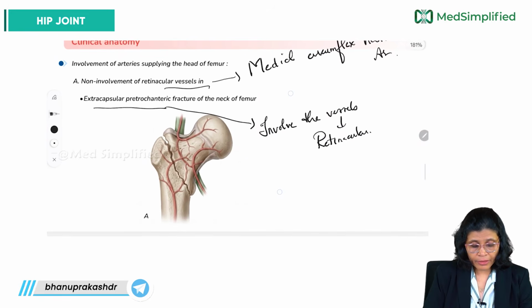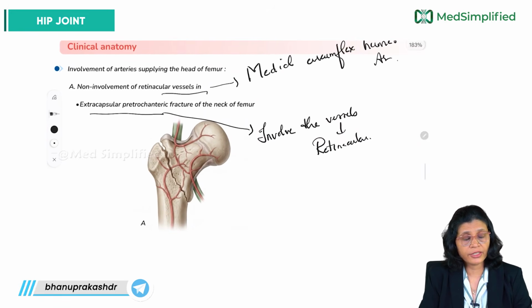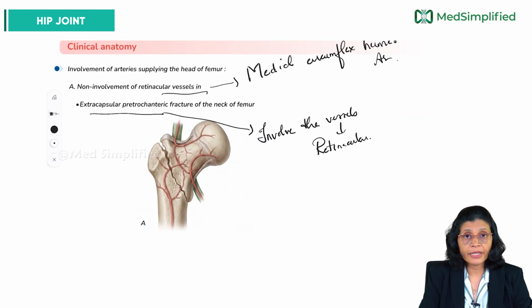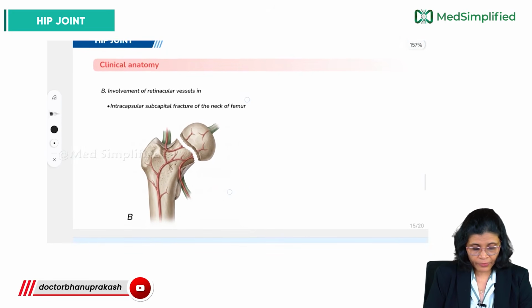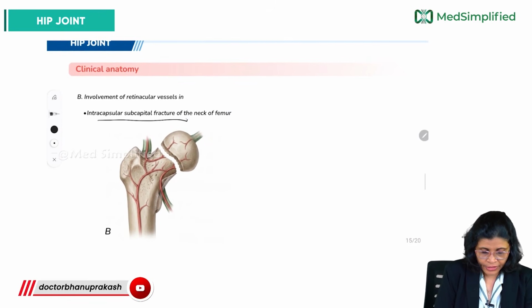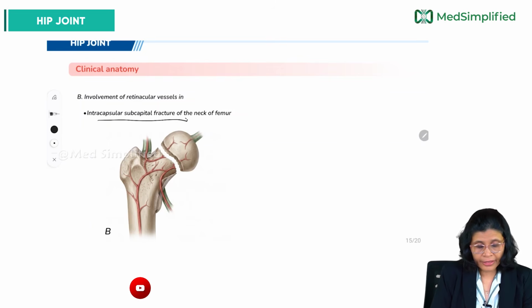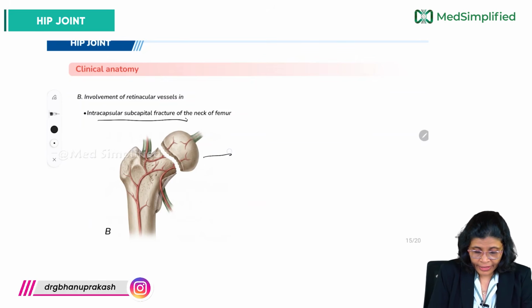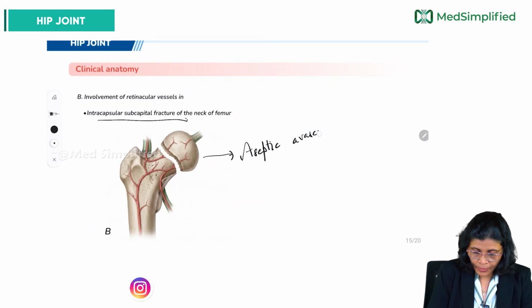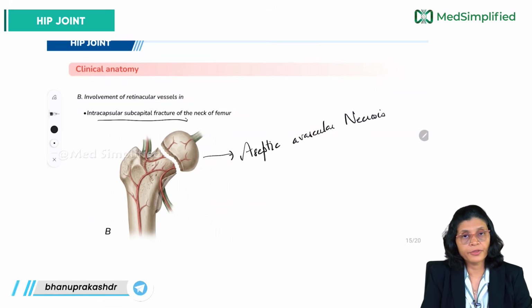This is very important, because depending upon the type of fracture and involvement of the retinacular vessels, there are chances of aseptic necrosis of the head of the femur. So where will the retinacular vessels be involved? When it is an intracapsular subcapital fracture. Here the retinacular vessels are involved, so there is interruption to the blood supply to the head, and that results in avascular necrosis of the head of the femur.